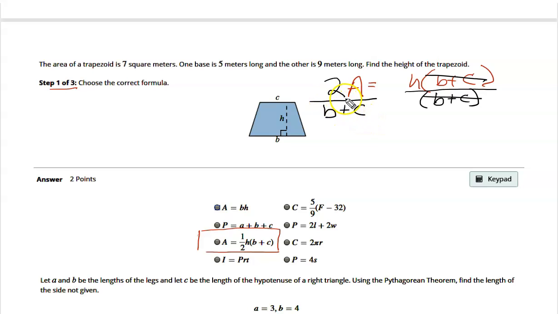But we're asked now to solve. The trapezoid area is 7. So area here would be 7. 2 times 7 is 14. And again, we're solving for H. And our B is 5 and 9. So that would be 14 over 14. So our height here is going to be 1. Okay.